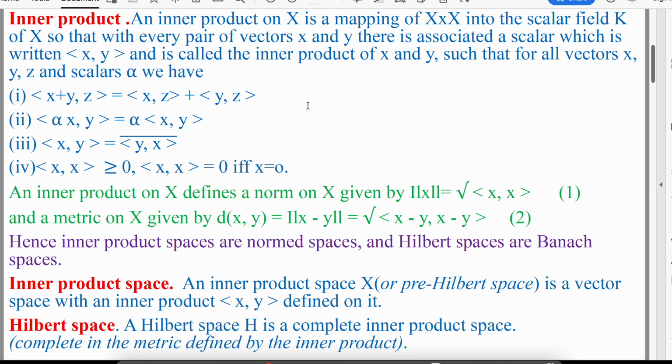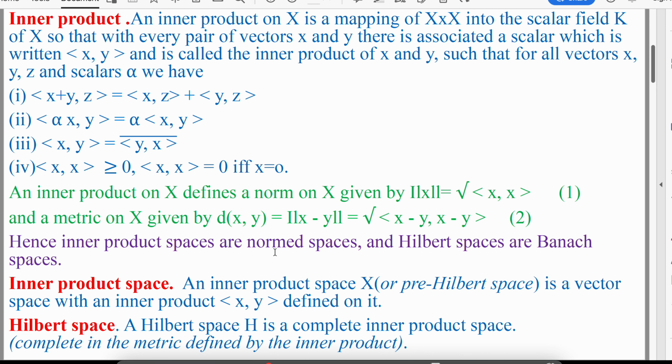An inner product on X defines a norm on X, which is defined as norm of X equal to square root of inner product of X and X, and it also defines a metric given by distance between X and Y equal to norm of X minus Y. This we define in the norm space also, and it is equal to square root of inner product of X minus Y with X minus Y. So in a sense, inner product spaces are norm spaces and Hilbert spaces are Banach spaces.